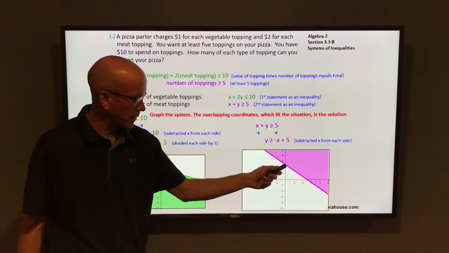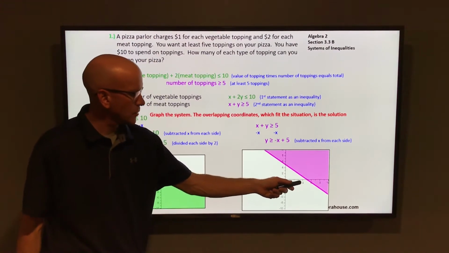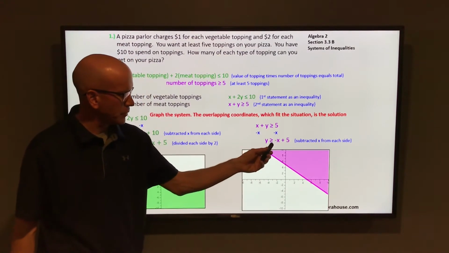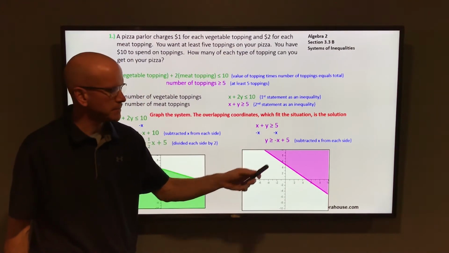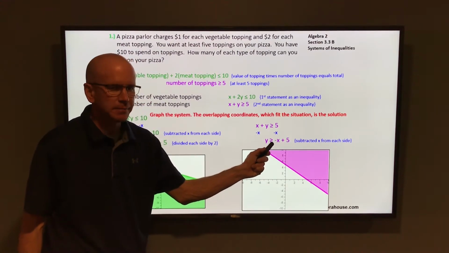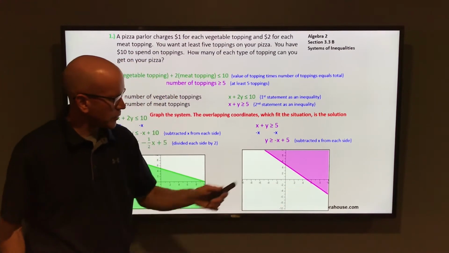So from that point at 5 on the y-axis, go down 1 to the right 1, put another point, and then draw a solid line through those 2 points. Solid line because you have the equal to sign attached to that inequality sign. Shade everything above that line because you have a greater than sign. So greater than or equal to, it's a solid line shaded above. That is the graph of the second inequality.